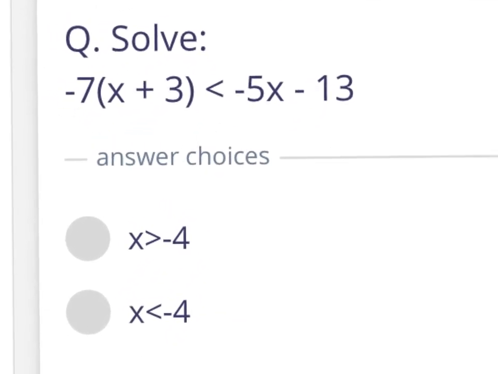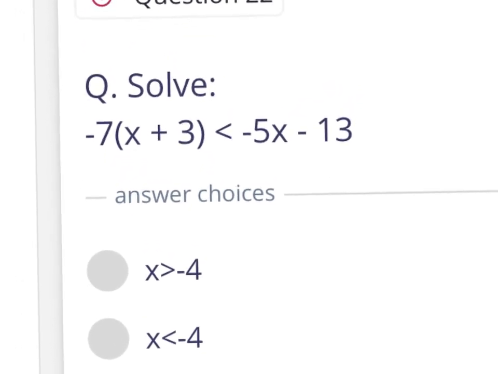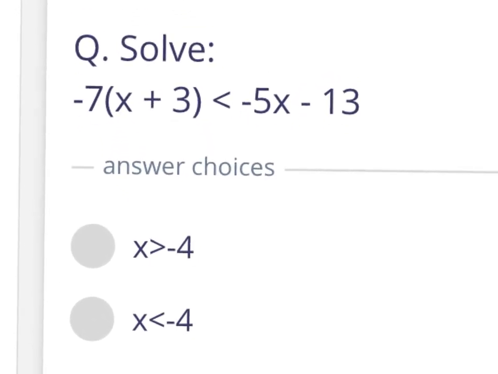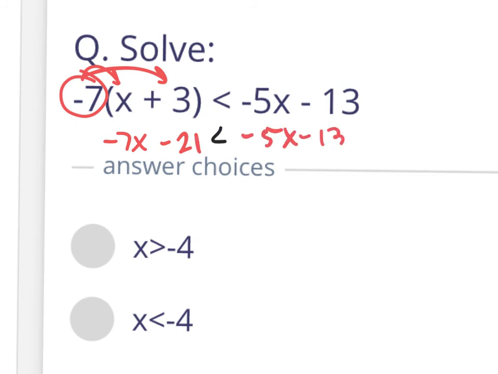Let's take a look at this one right here. This is number 22. Solving, we're going to simplify first and then worry about getting x by itself on one side. -7 times x, -7x, -7 times 3 is -21. Bring down the inequality, bring down the -5x minus 13.